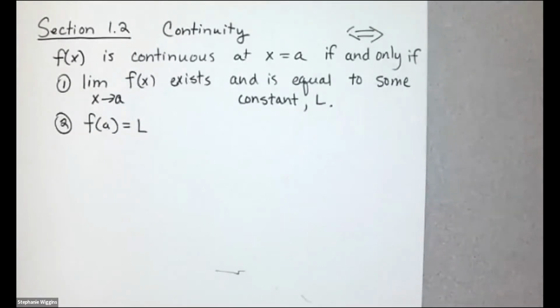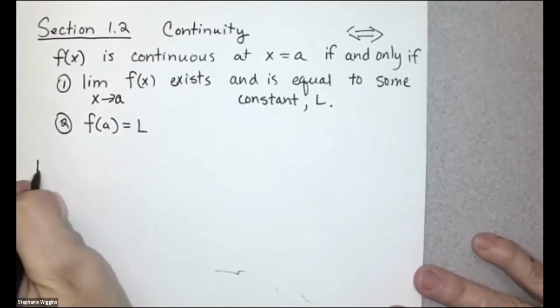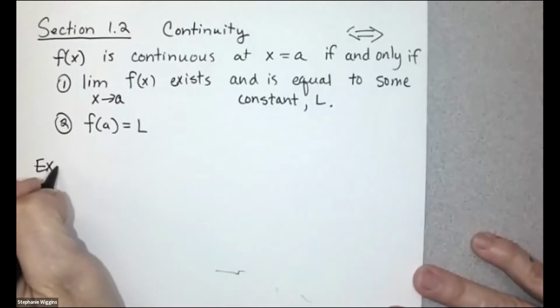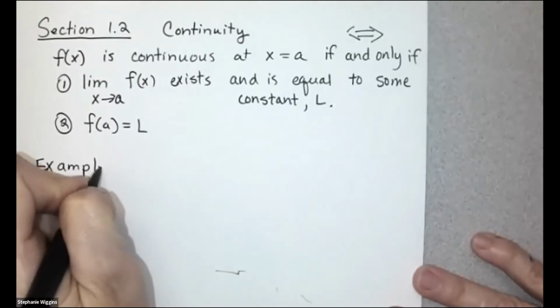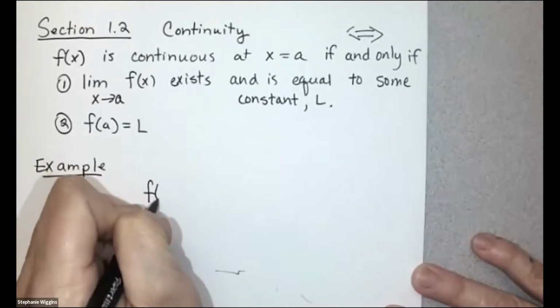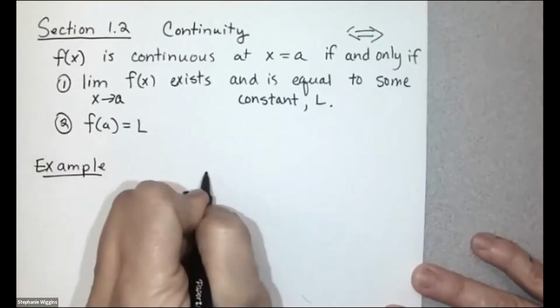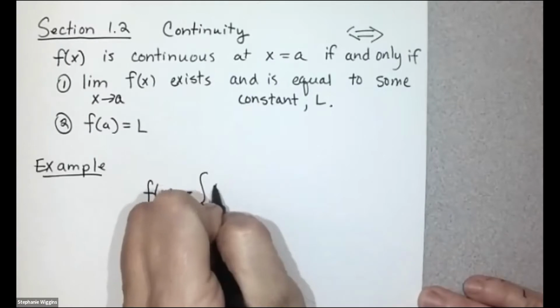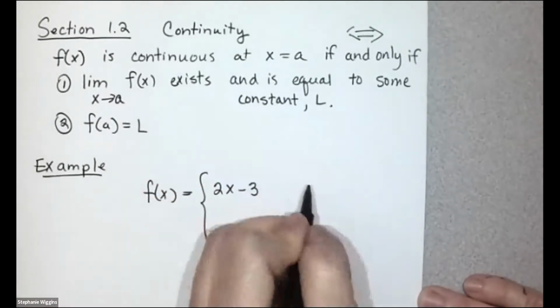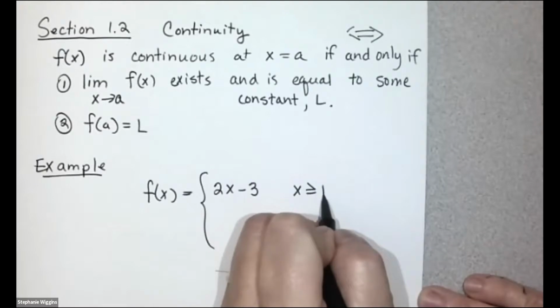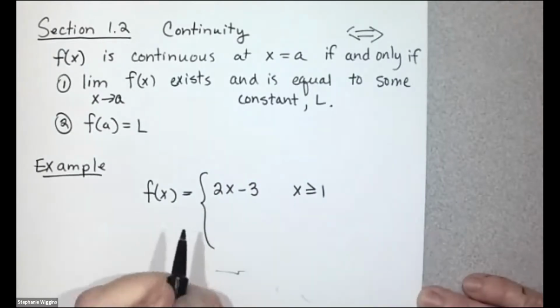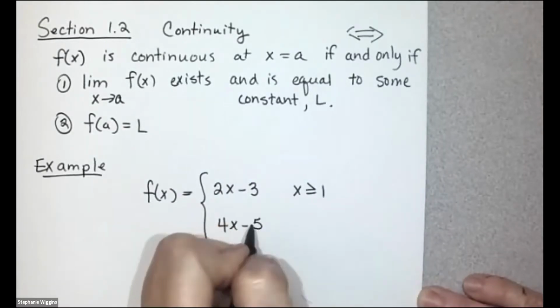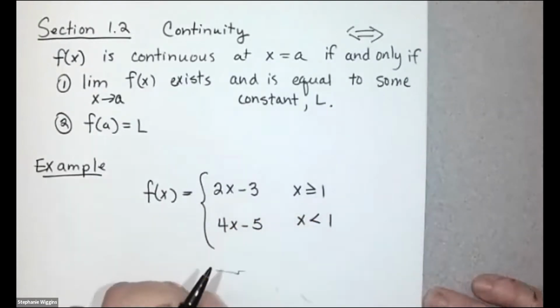So to explore this idea of continuity a little bit further, let's look at an example. A good example for discussing continuity is a function that's defined piecewise. In this example, I have my function f of x, defined piecewise. The top function is 2x minus 3, over the domain when x is greater than or equal to 1. And the bottom function is 4x minus 5, when x is less than 1.